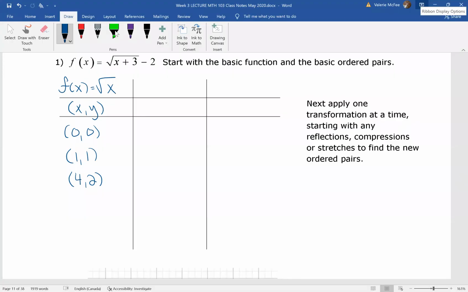You can see I have a note here on the side. I say that when we apply one transformation at a time, we start with any reflections. We don't have any reflections here, and we don't have any compressions or stretches. Those usually involve multiplying by a negative number for our reflections, multiplying by a fraction or an integer for our stretches and compressions. So we don't have to worry about that. The second step after those reflections, compressions, and stretches doesn't really matter. I usually like to start with whatever is closest to x.